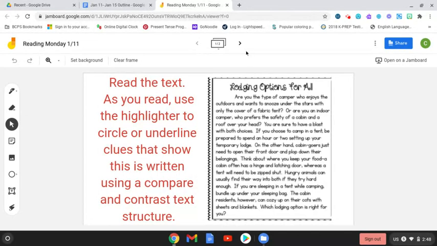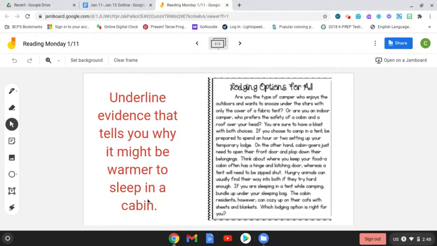Okay? And then you have one here that is more of a question about how tents and cabins are different. So that's another example of how you can use compare and contrast structure to answer those kinds of questions.